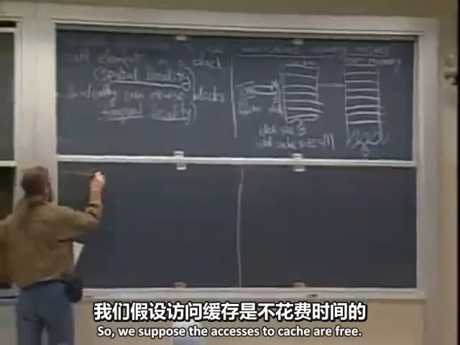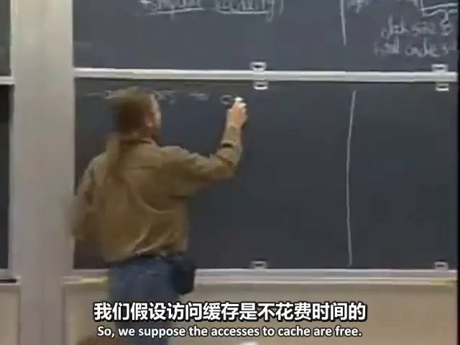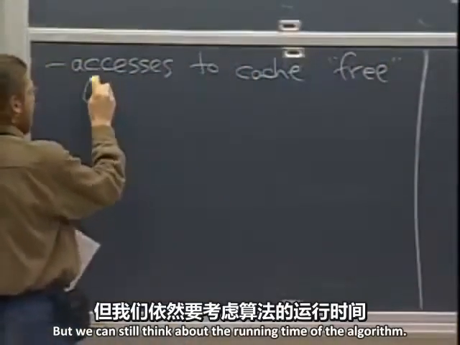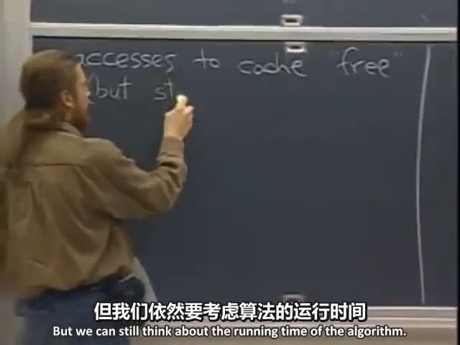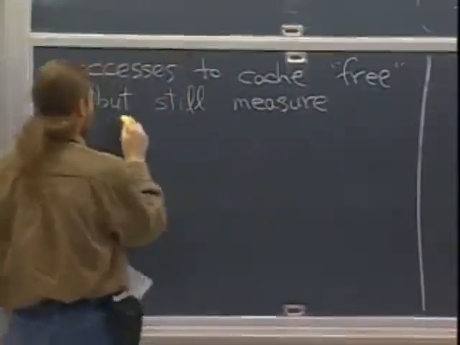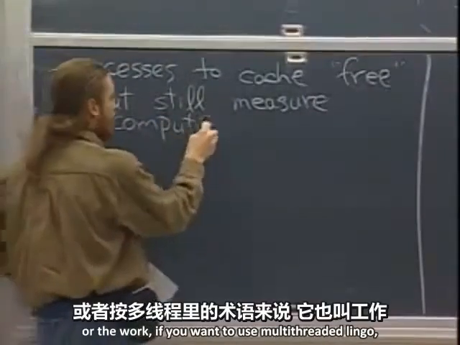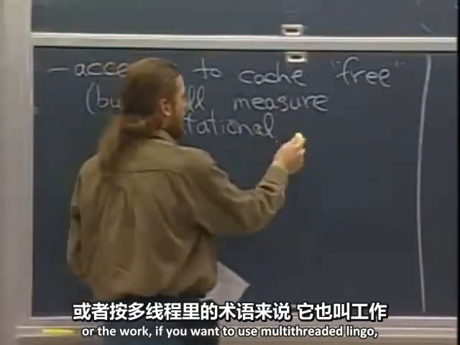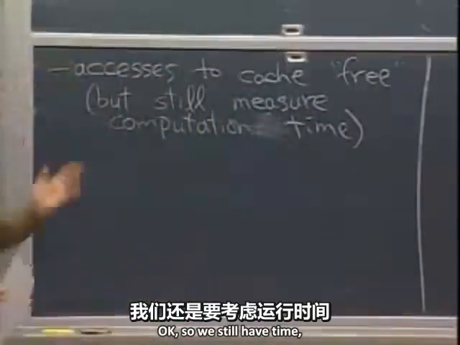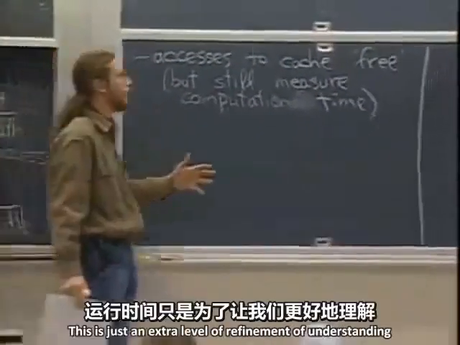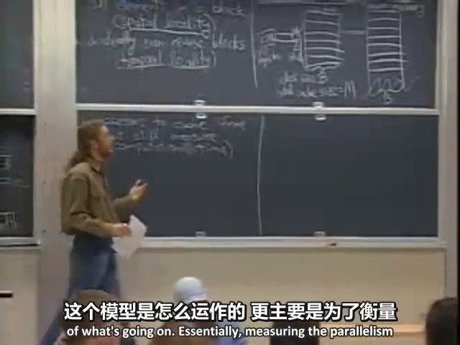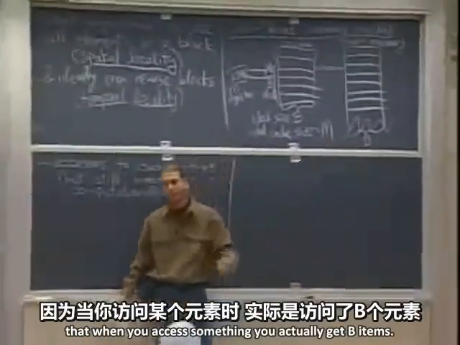So we suppose that accesses to cache are free. But we can still think about the running time of the algorithm. I'm not going to change the definition of running time. This would be the computation time, or the work if you want to use the multi-threaded lingo. Computation time. Okay, so we still have time, and T of n will still mean what it did before. This is just an extra level of refinement of understanding what's going on. Essentially measuring the parallelism that we can exploit out of the memory system, that when you access something, you actually get B items.